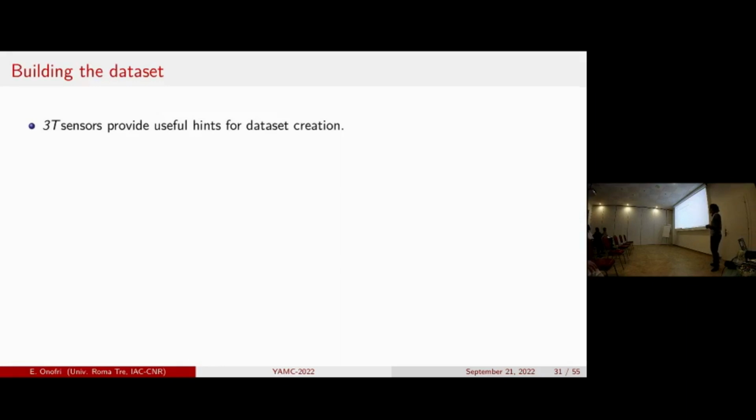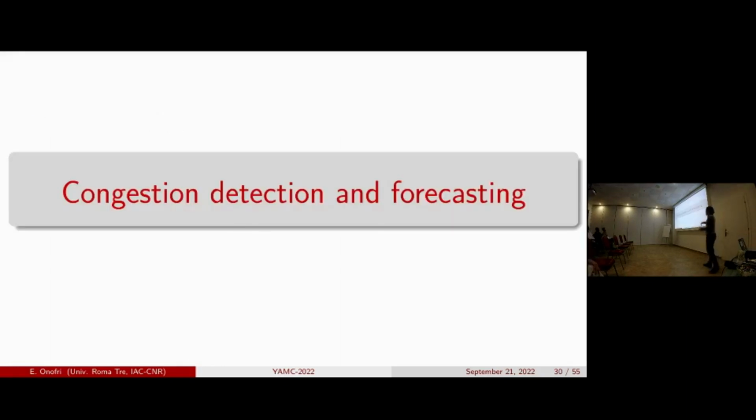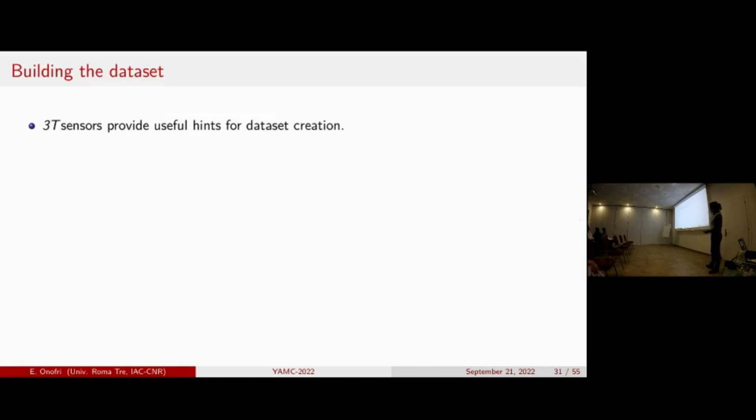Okay, the other task was to detect and forecast congestion. I think that I have to speed up a little bit. And so we use, of course, our 3 technology sensor in order to provide the ground truth. But where's the point? The point is that alarms are given sensor-wise, so we have to aggregate the classes.